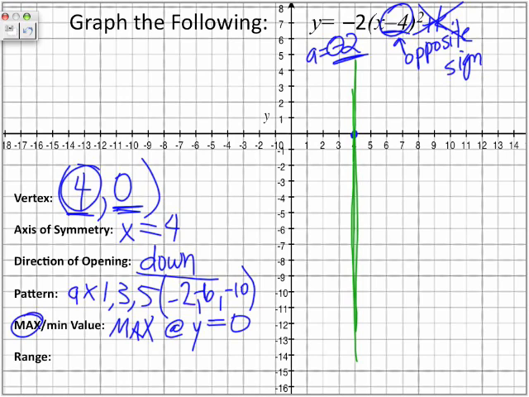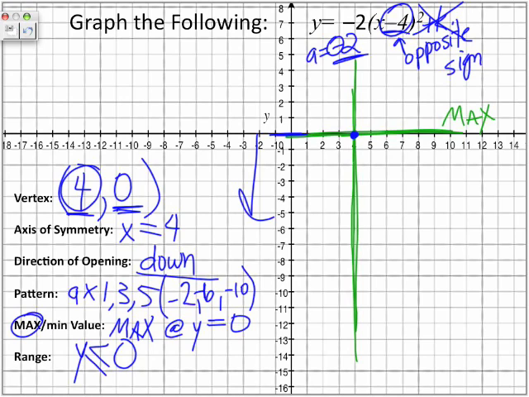And in terms of the range, well, what numbers are included? Well, we know the parabola has its maximum value here. So it includes this number here, which is at 0 of the y value. It includes everything below that 0. So it's every number that is less than 0 and equal to 0.